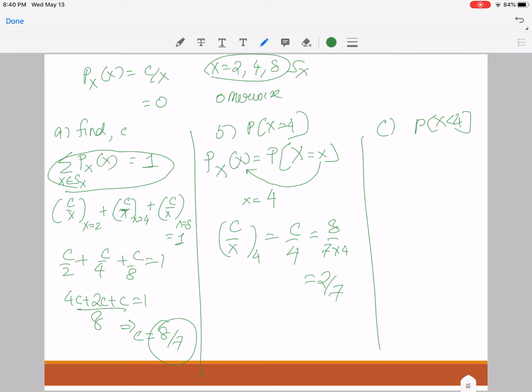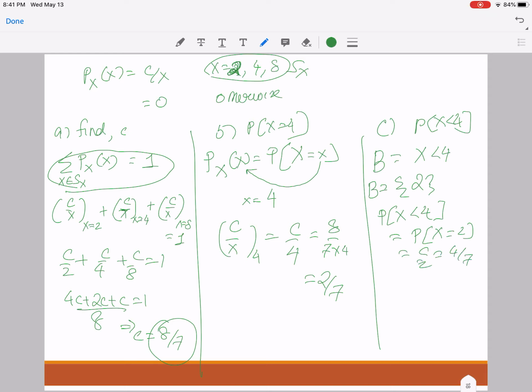Now let's solve part C. I have an event B which is X is less than 4. So let's write down the outcomes in this event B. Let's see which values are less than 4. I have just one value in the sample space which is less than 4, and that is equal to 2. So by asking the probability that X is less than 4, I'm essentially asking, what's the probability that X is equal to 2? Because there's just one value, 2, in the sample space which is less than 4. So that probability will be 4 over 7.